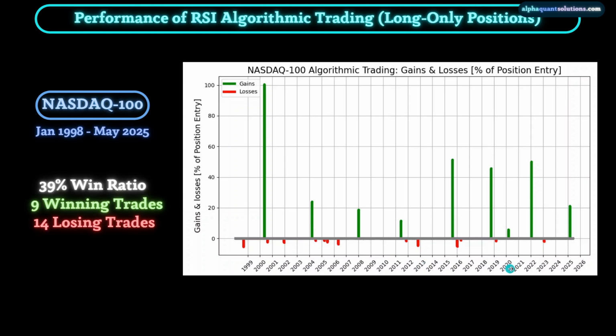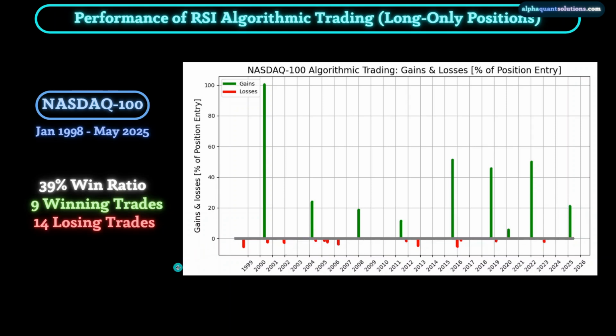On the x-axis, we have time in years. On the y-axis, we have the results of each trade. And in green, we show the winning trades in percentage of entry position, and in red, the lost trades. And the trade that we just examined using the dashboard is actually the last one that we closed in March 2025 with approximately 22-23% return on the position entry.